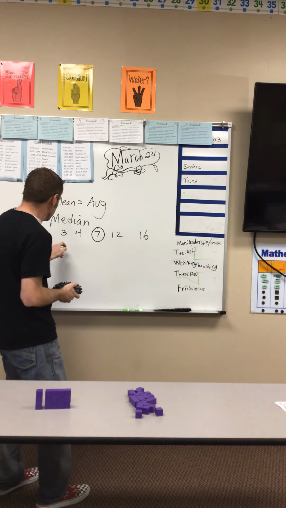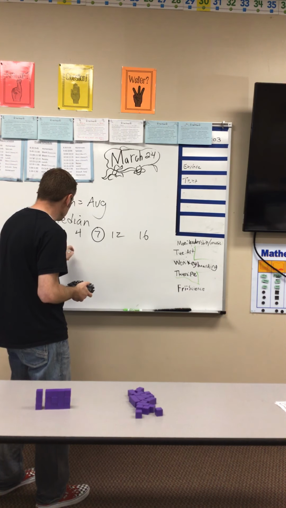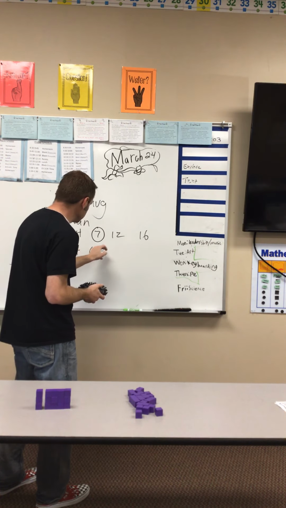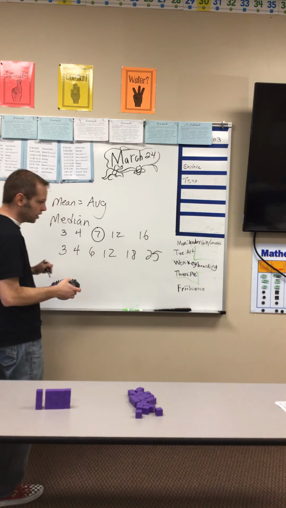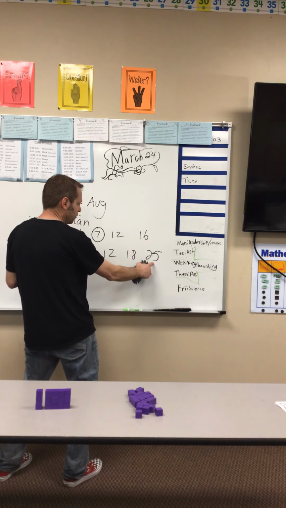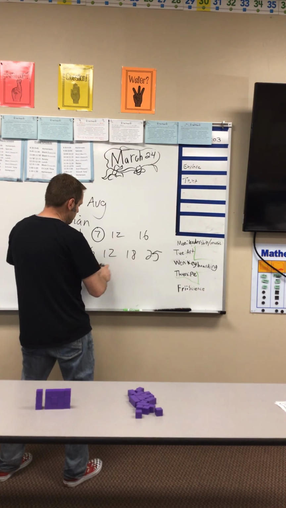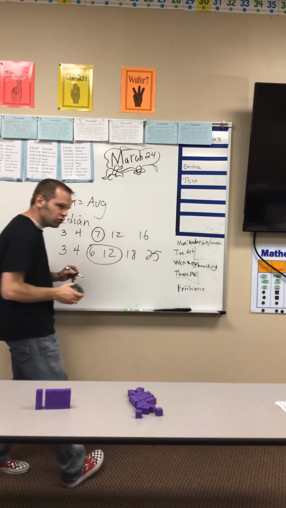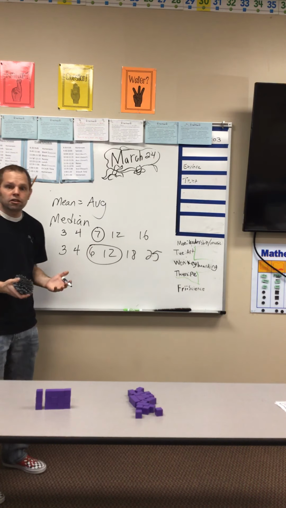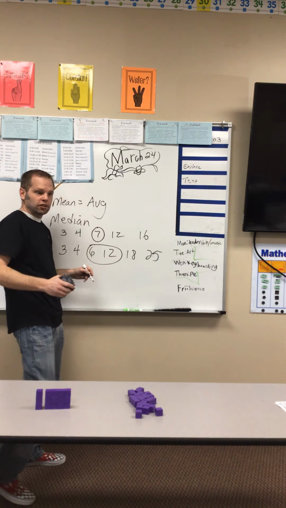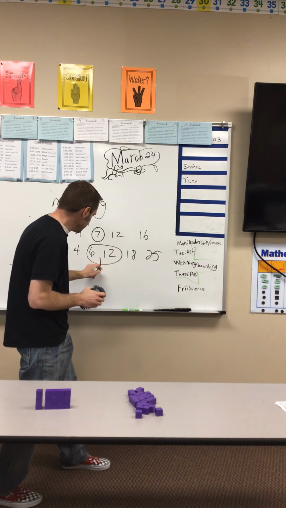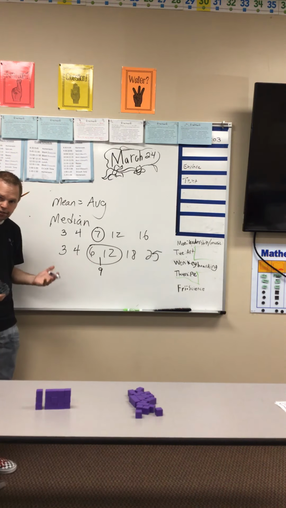Let's try another one. So I have 3, 4, 6, 12, 18, 25. Again, I find the one that's in the middle. So outsides, second in. This time, I have 2 numbers in the middle. So what I'm going to do is take the middle of those 2 numbers. 6 and 12 go to the middle. That is 9. Okay, that's my median.